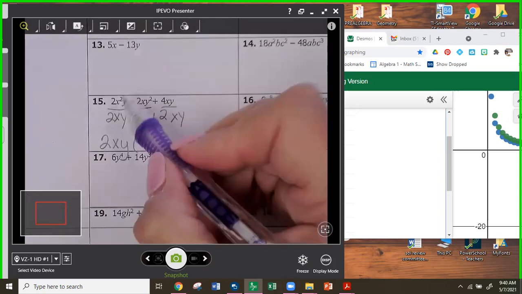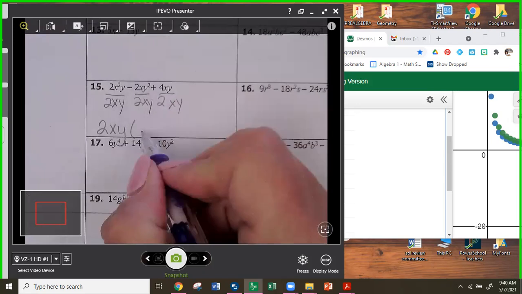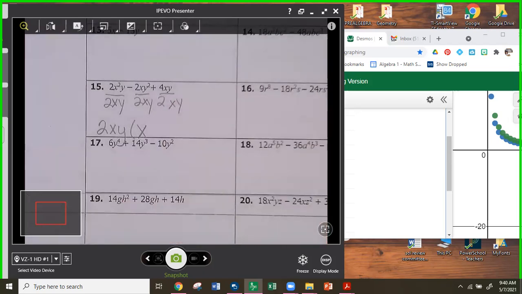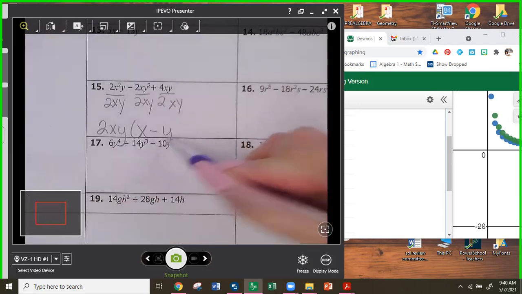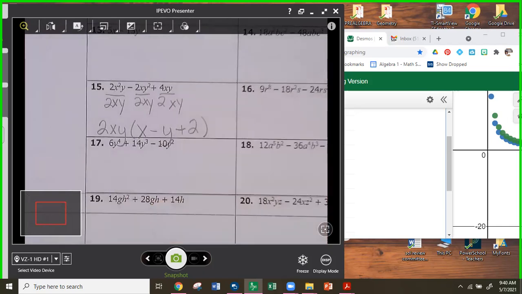And what do I get when I work out the first term? X. Okay, what about the second term? Y minus 1, and then plus 2. Yeah, good job.